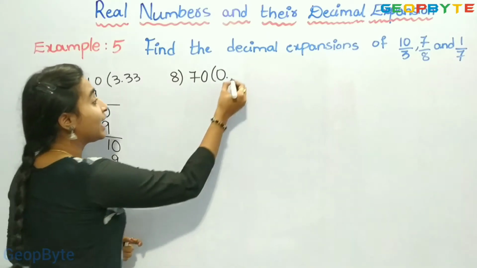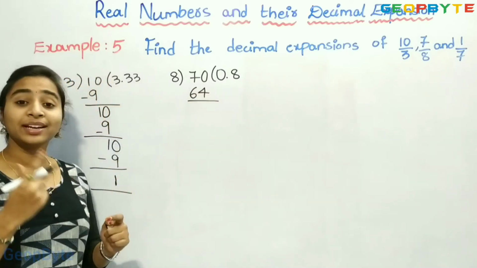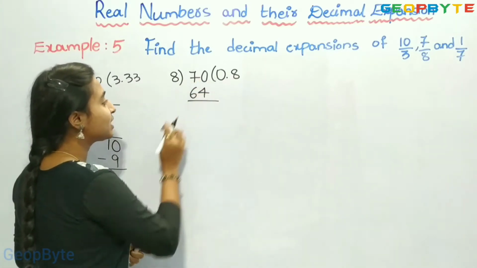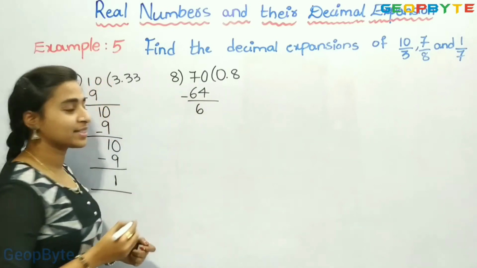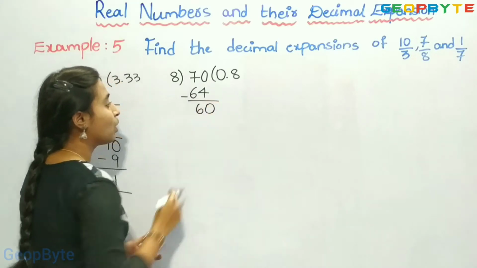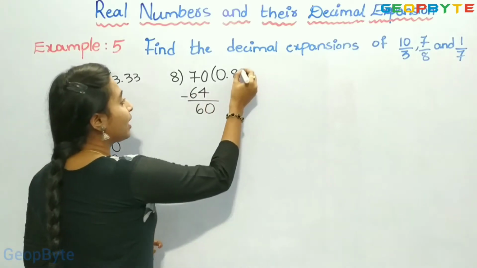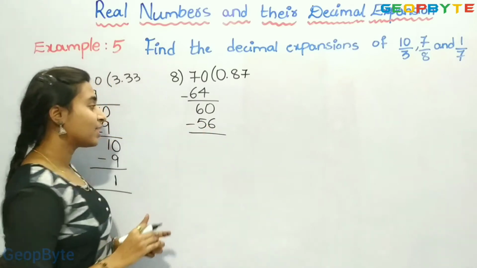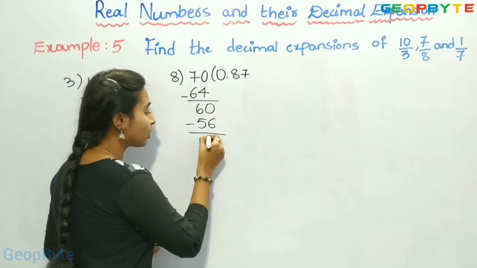Now see, 8 8s are 64. Again 8 9s are 72, means it becomes more than 70. So 8 8s are 64. 70 minus 64 is 6. Now as we have a point here, let us write 0 because 6 is not divisible by 8. So 8 7s are 56. Now 60 minus 56 gives you 4.